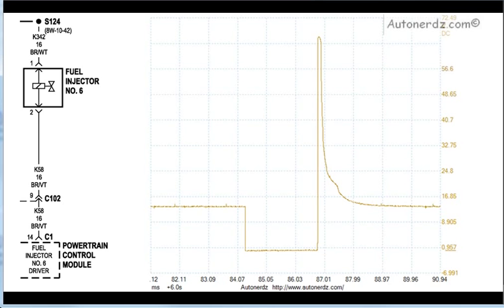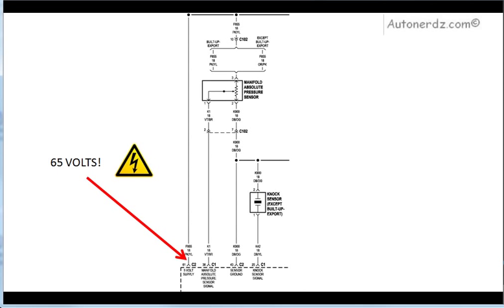Now, here we're zoomed in on an injector pattern. What's taking place here is the injector has system voltage to it at all times, as we can see here in the scope pattern. Now, the PCM is going to provide a ground for it, as we see here. That's when our injector is going to physically open. When that ground is taken away, we're going to get this inductive kick in the circuit. As we can see here, that reached about 65 volts.